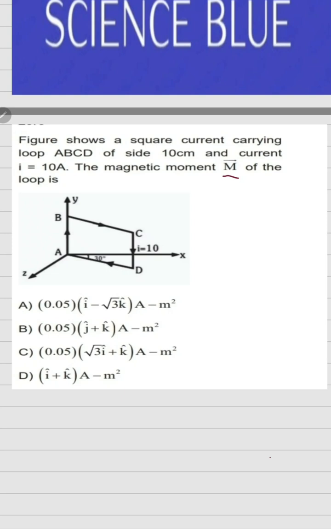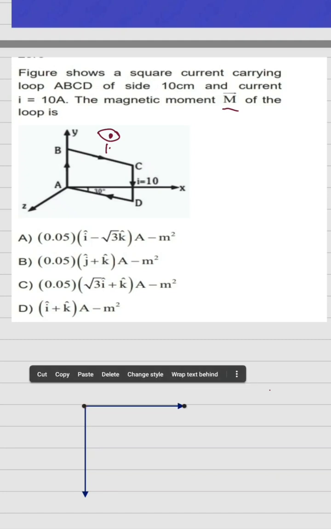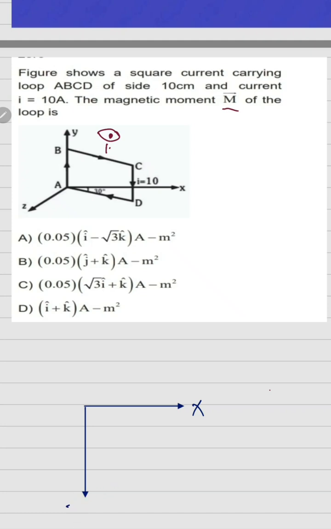So to solve this problem, just view from the top. While viewing from the top, you can see only two axes, one is x, the other one is z. So it can be redrawn as follows. This is the x axis and this one is the z axis. We can see only two axes, x and z. We cannot see y, or y will appear as a dot.